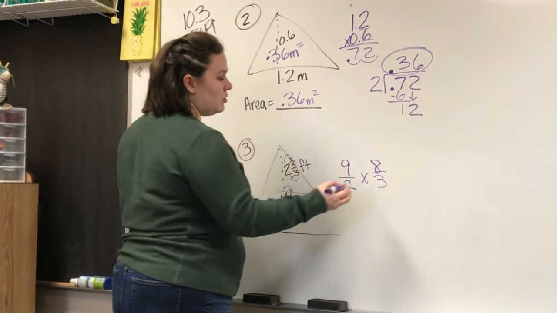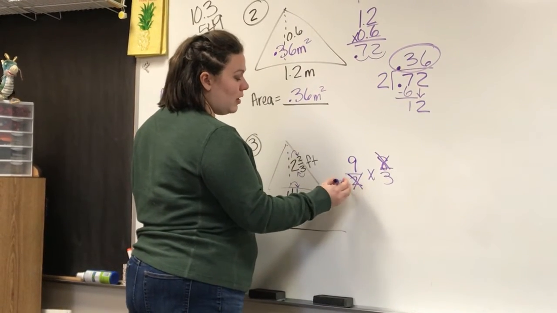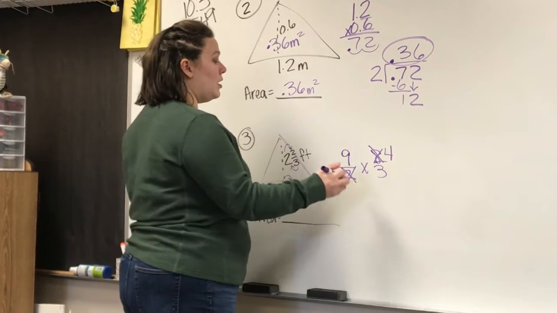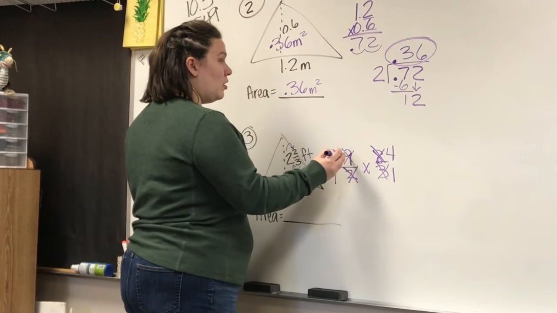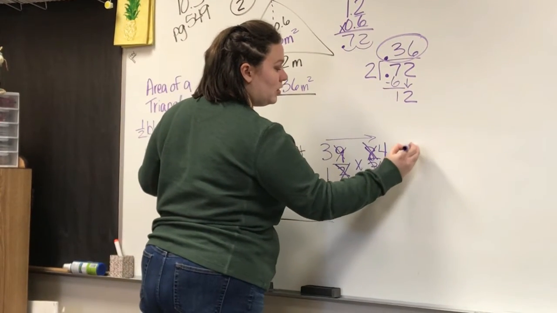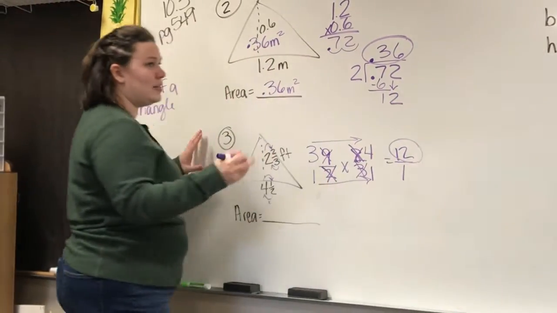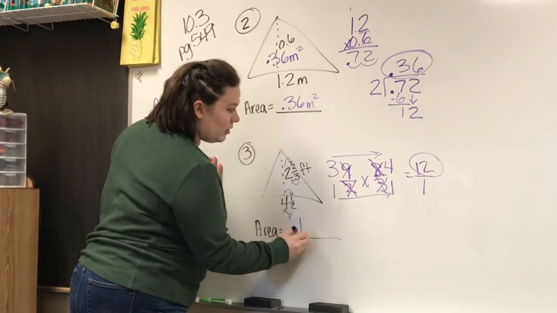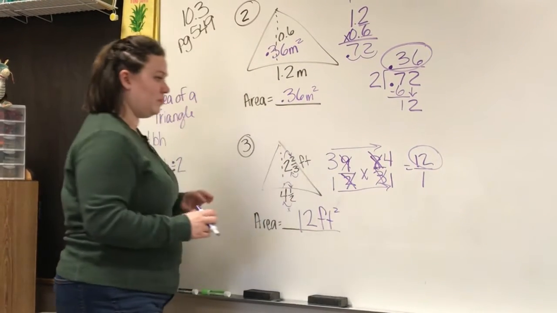Can I cross reduce anything? Yes, I can. 2 and 8 have 2 in common. 2 divided by 2 is 1. 8 divided by 2 is 4. I can crisscross the other way as well. 9 and 3 have 3 in common. 3 divided by 3 is 1. 9 divided by 3 is 3. If I multiply this straight across, 3 times 4 is 12. 1 times 1 is 1. Anytime a number is sitting on top of 1, it's just going to be that top number. So the area of this is 12 feet squared.